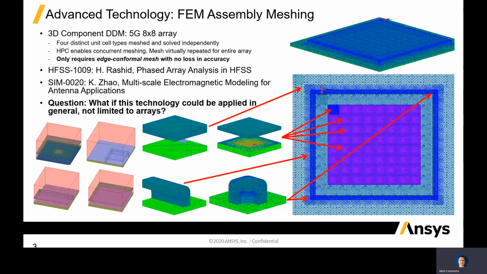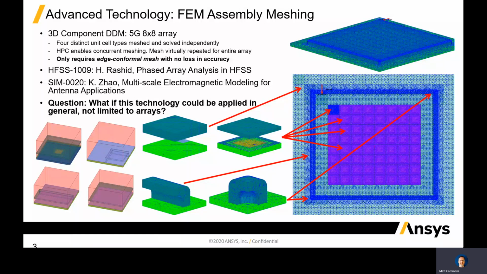Now, another sort of hidden technology in our presentation is this advanced technology associated with 3D component arrays. And this is this idea of FEM mesh assembly. Remember, in this example here, we have multiple unit cells representing antenna elements and radome corners and radome sides. Well, we take each individual cell and solve it separately, mesh it separately. And then once we have all the cells meshed, we virtually repeat identical cells, assemble one very, very large mesh, and solve a fully coupled EM system matrix with the domain decomposition method.